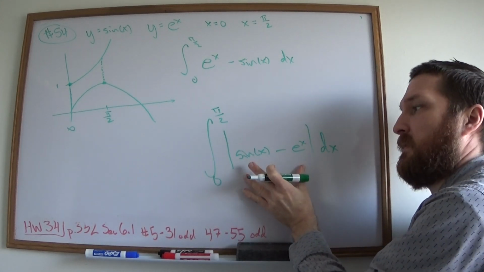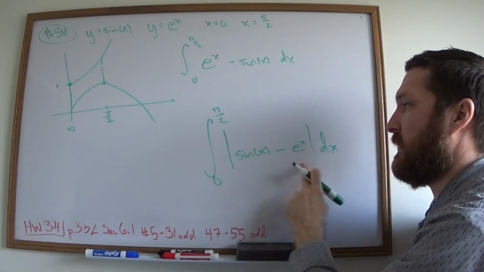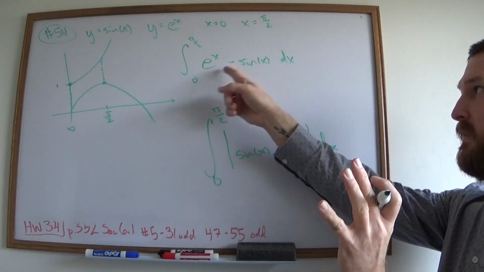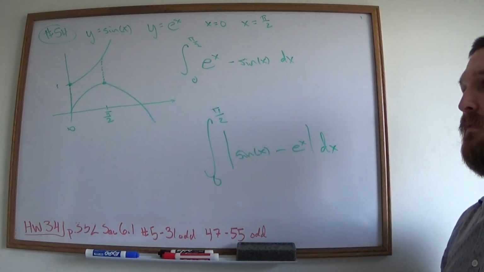So you could reinterpret this and say, well, hold up, what's sine x? Boom. What's e to the x? And if their difference is always positive, then we're always going to take the bigger one minus the smaller one. The bigger one's always bigger than the smaller one there.